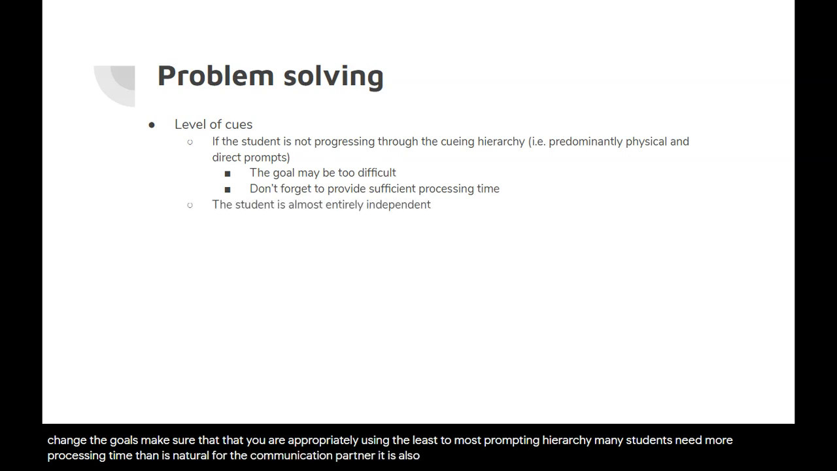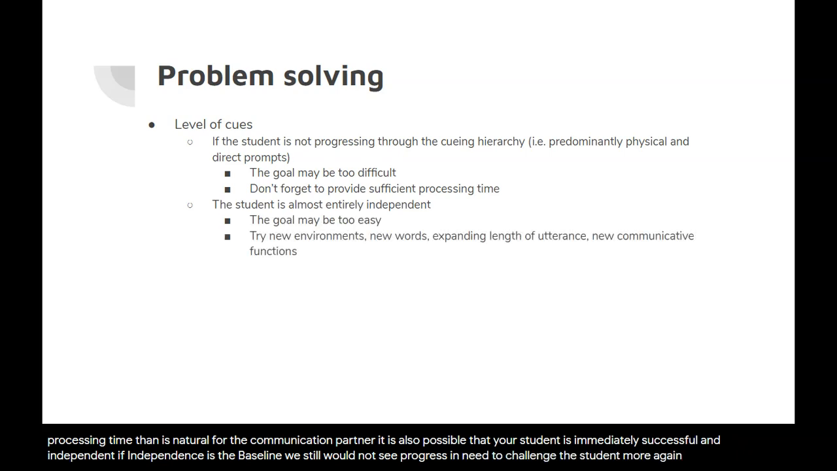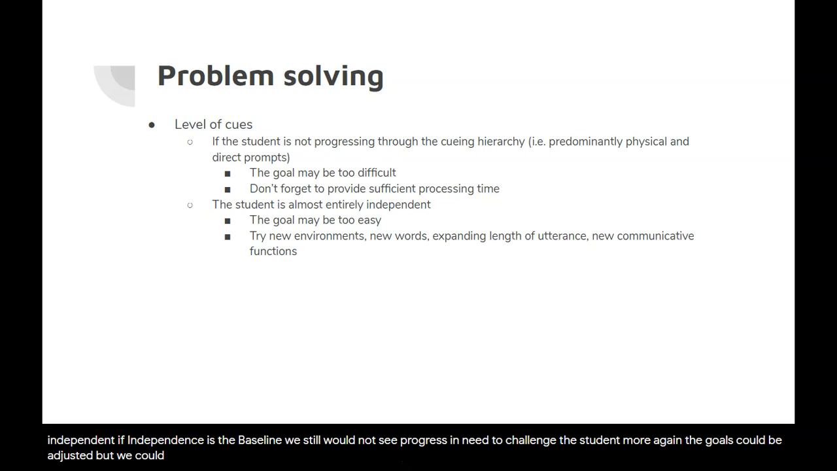It is also possible that your student is immediately successful and independent. If independence is the baseline, we still would not see progress and need to challenge the student more. Again, the goals could be adjusted, but we could also target different environments, like math instead of free choice, or we could target different communicative functions, such as social phrases instead of requesting. Expanding the length of utterance to combining 3 to 4 symbols instead of 1 to 2 or 2 to 3 symbols is another way to keep improving your students' communication.